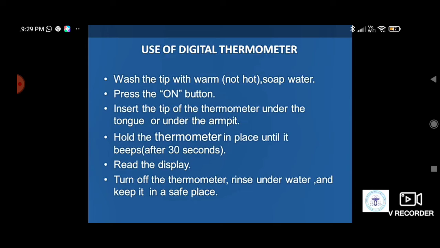Remember, read the display. Turn off the thermometer, rinse it under water and keep it in a safe place. That is very important.